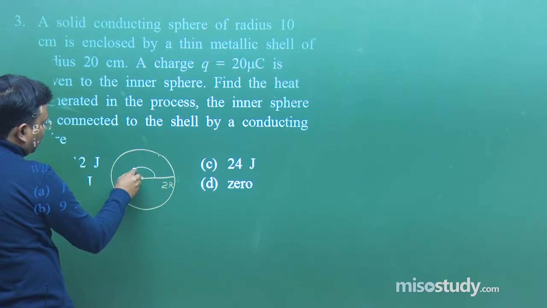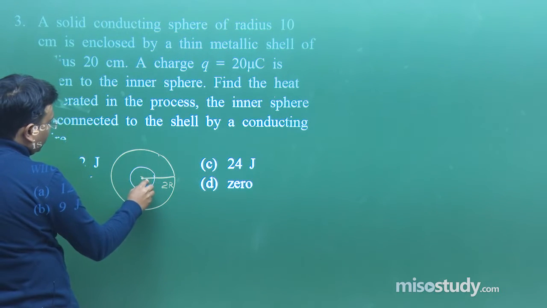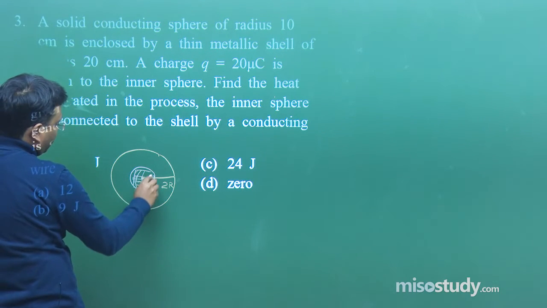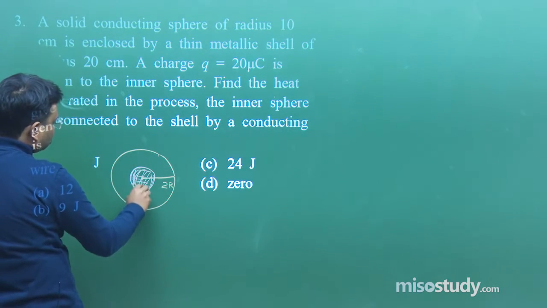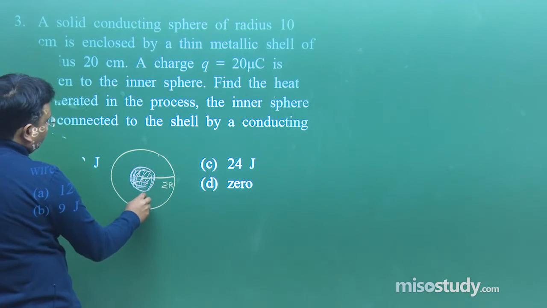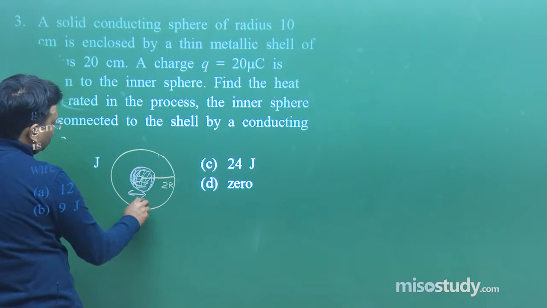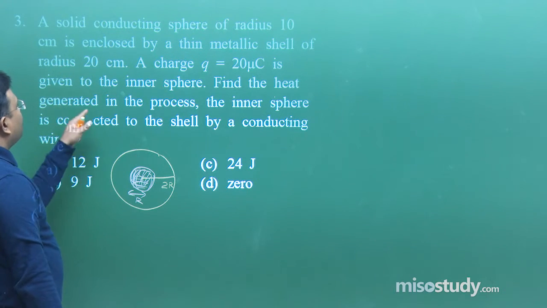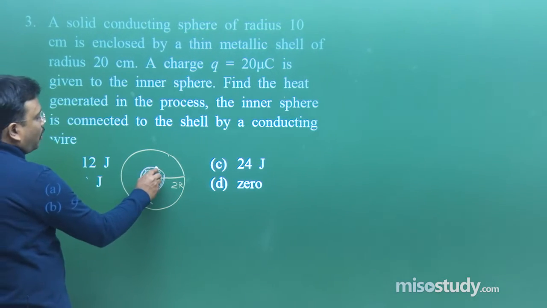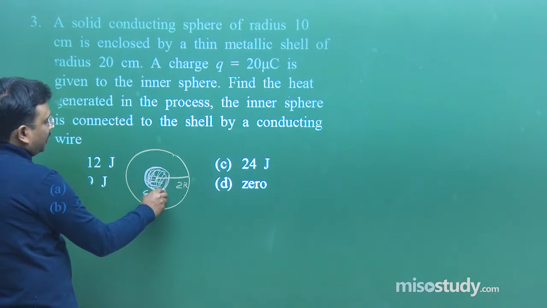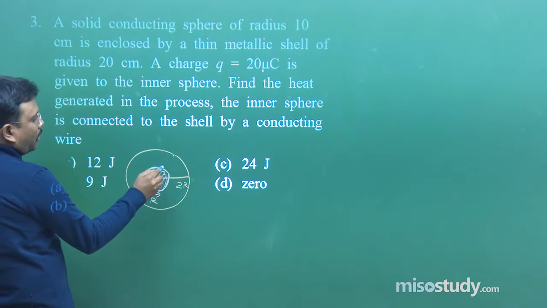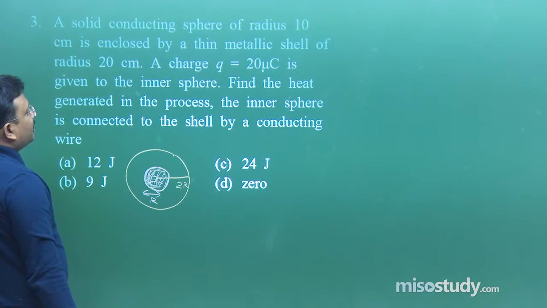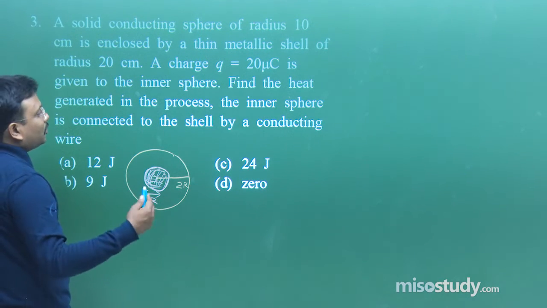And within it, basically this is a solid sphere, conducting solid sphere. Fine. And its radius is r. A charge q is equal to 20 microcoulomb is given to the inner sphere. Over here charge is placed. Find the heat generated in the process, I mean in the process of putting the charge.